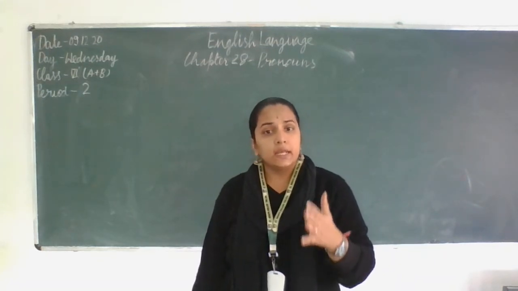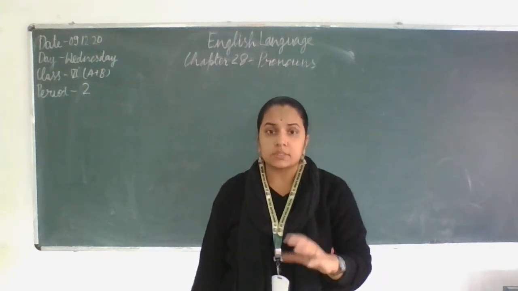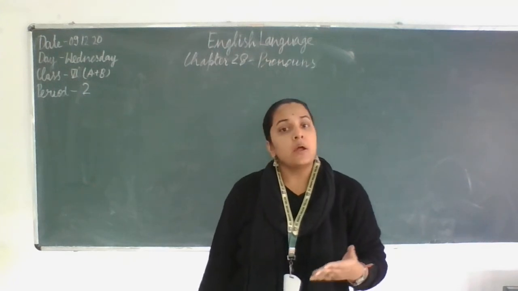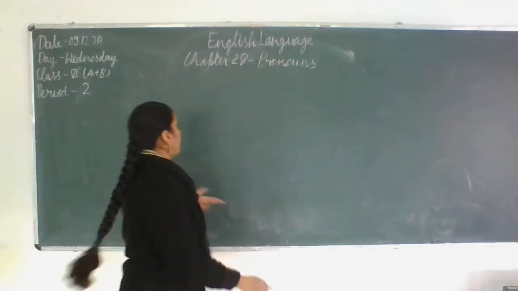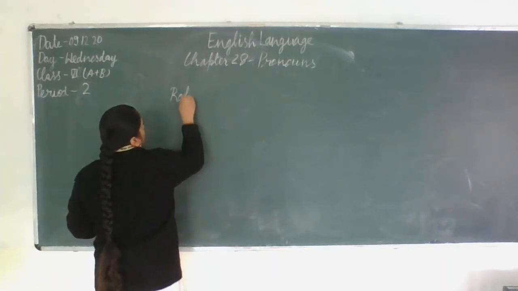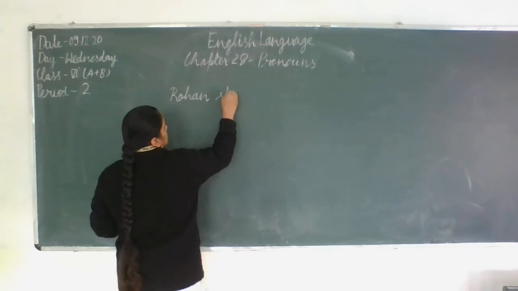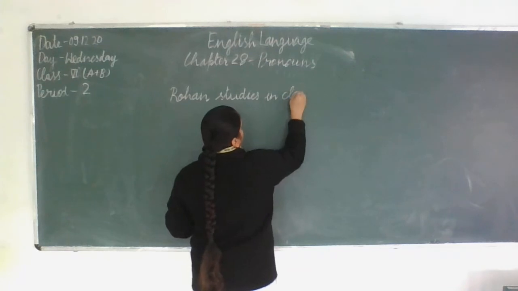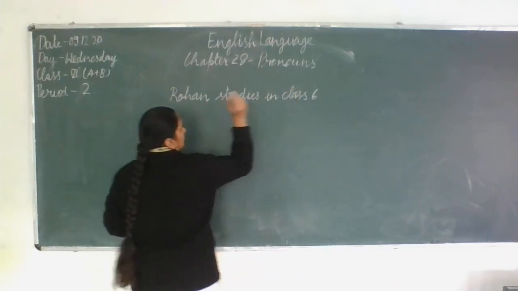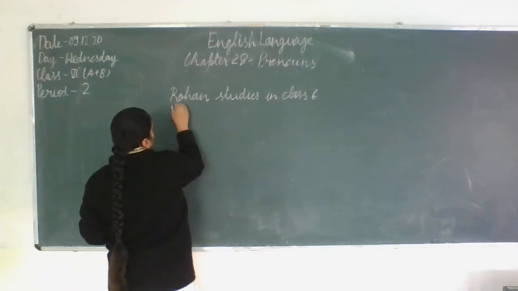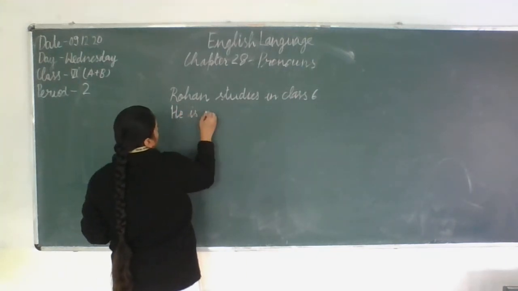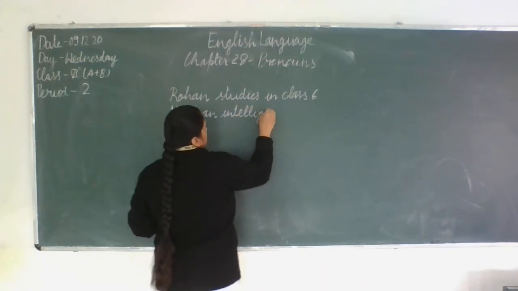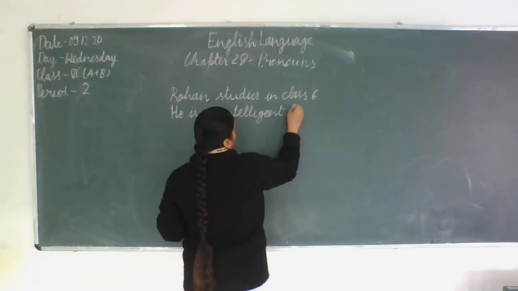What is a pronoun? It is a part of speech, and the words which are used in place of a noun are known as pronouns. For example, Rohan studies in class 6. Then, he is an intelligent boy.